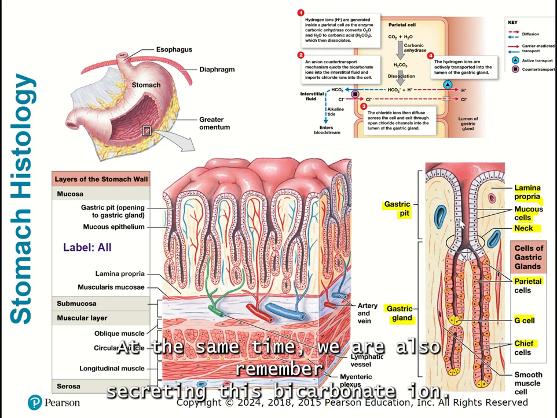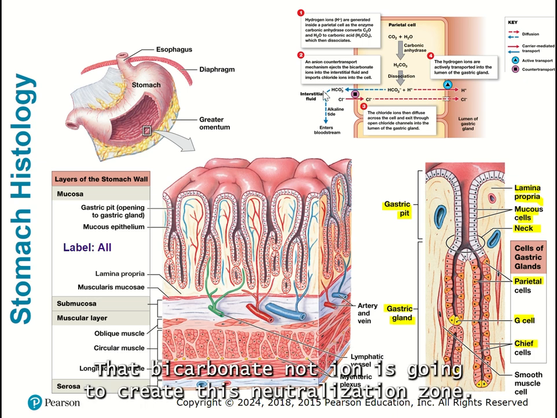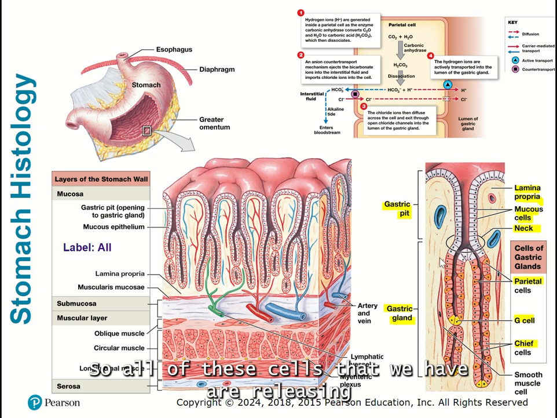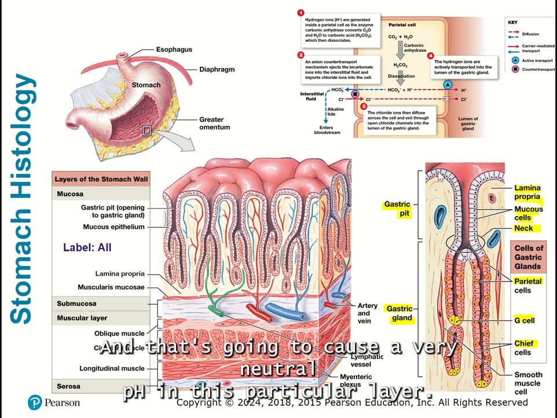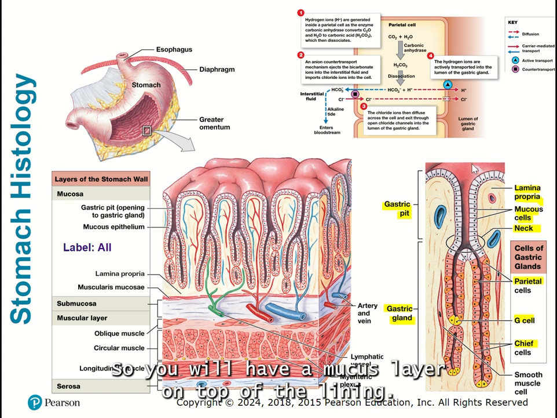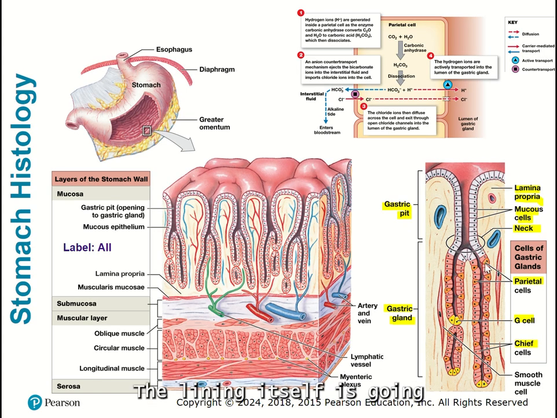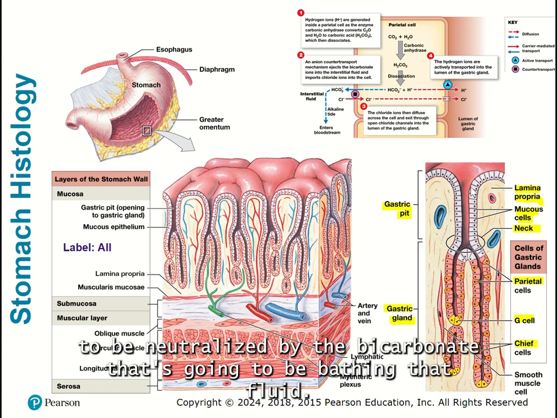At the same time, remember, we're also secreting this bicarbonate ion. That bicarbonate ion is going to create this neutralization zone. So all of these cells that we have are releasing that bicarbonate into the interstitial fluid in this area, and that's going to cause a very neutral pH in this particular layer. So you will have a mucus layer on top of the lining. The lining itself is going to be neutralized by the bicarbonate that's going to be bathing that fluid.